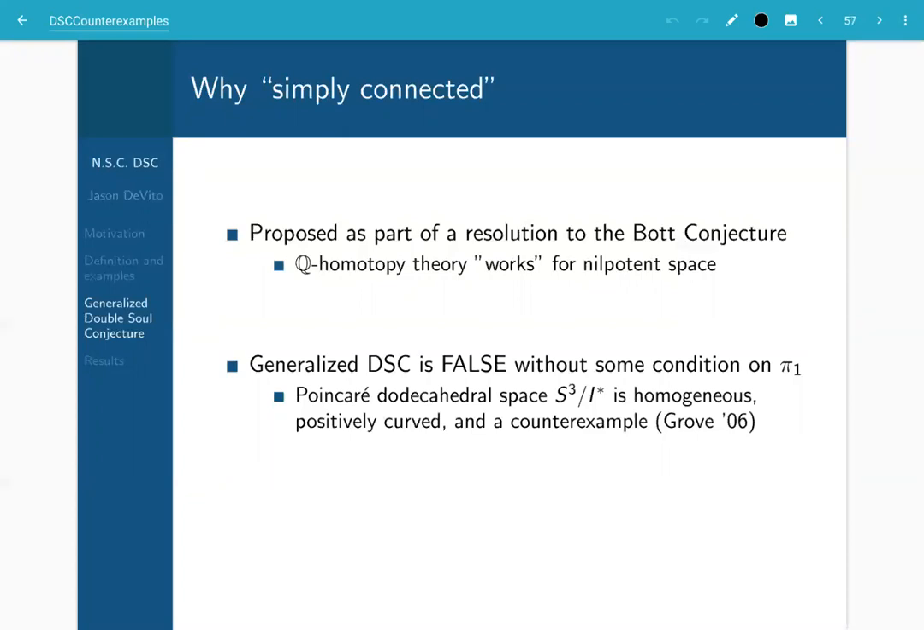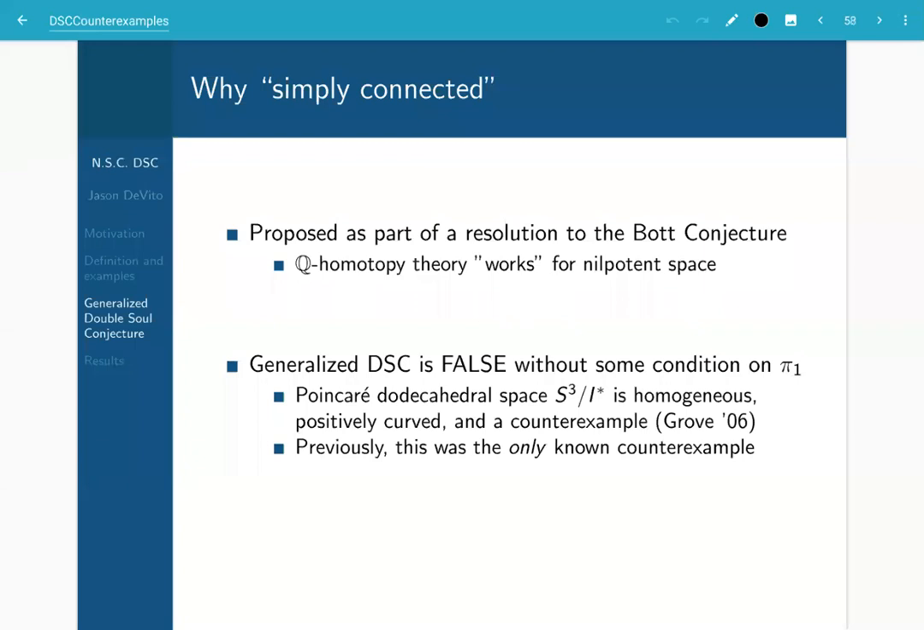So it's a relatively famous example. In the realm of non-negative curvature, you couldn't ask for a nicer space in a lot of ways. It's homogeneous, it's positively curved, but it does not have a double disk bundle decomposition. So a very good reason to add the condition of being simply connected is because if you don't, then you run into issues. I do want to point out though that previously, this was the only known counterexample in any dimension to this generalization of the double soul conjecture.